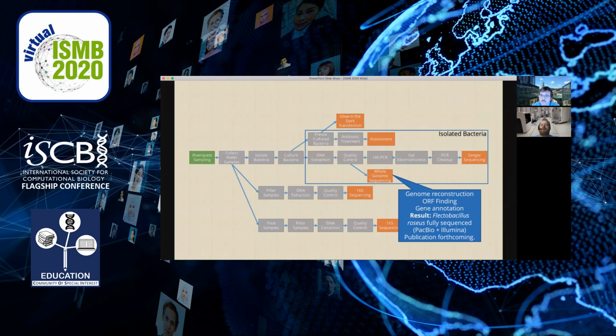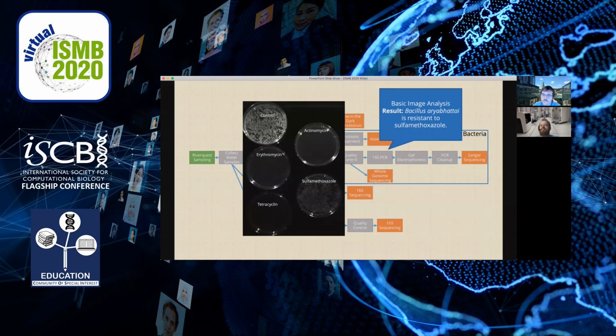Then we also did whole genome reconstruction, and computationally, they implemented an algorithm for that, and they also did ORF finding and gene annotation. What was really interesting here is that one of the species of bacteria that we isolated was called Flectobacillus roseus. It had never actually been fully sequenced before. It was only identified based on its 16S gene. So we actually generated the full sequence of that particular bacteria, and we're in the process of publishing that genome.